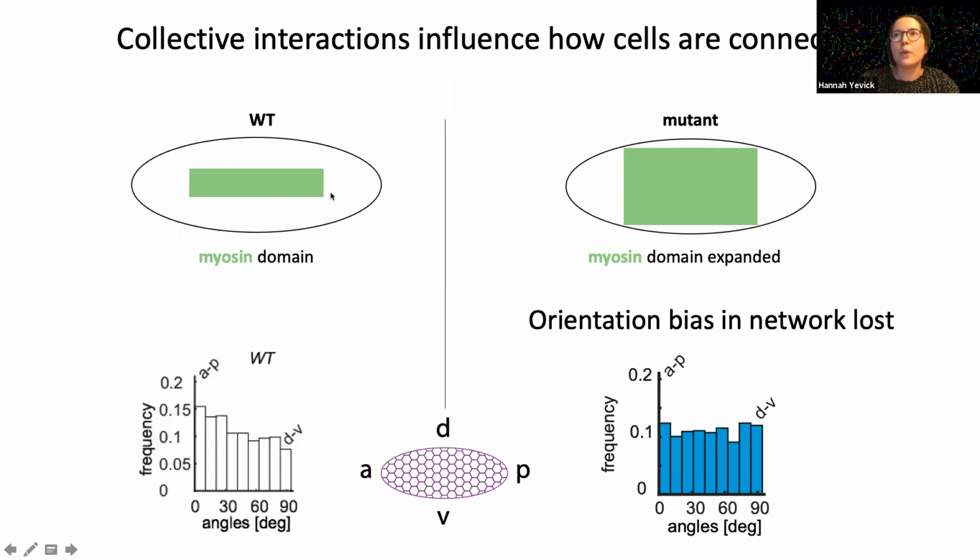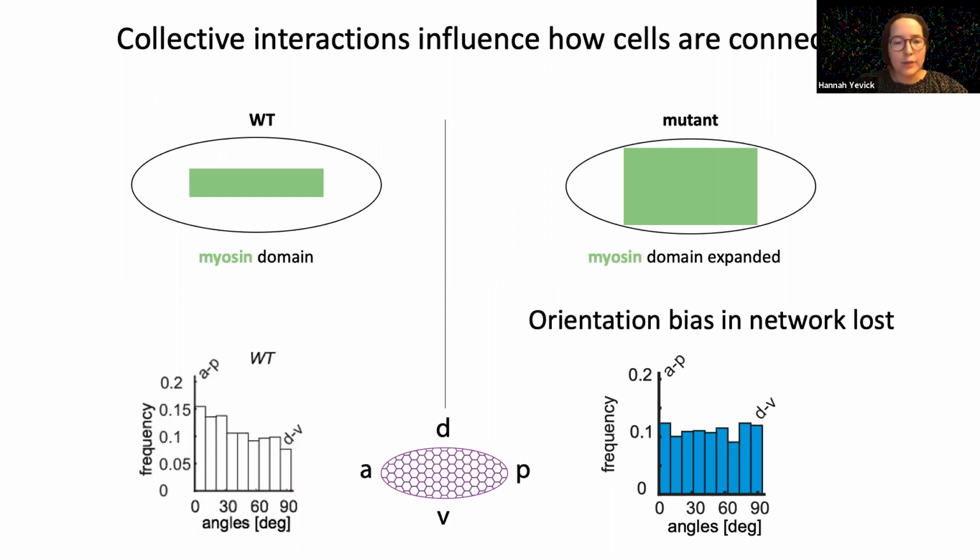To remind you, in the wild type, we have a small rectangular patch of cells that accumulate myosin and form a network. And we used a mutant, which basically expanded the domain of cells that express myosin and start connecting and forming this network. What we saw is that by changing tissue geometry, we lost this bias and this increased frequency of anterior-posterior edges in our network. So the orientation bias is lost in this mutant.